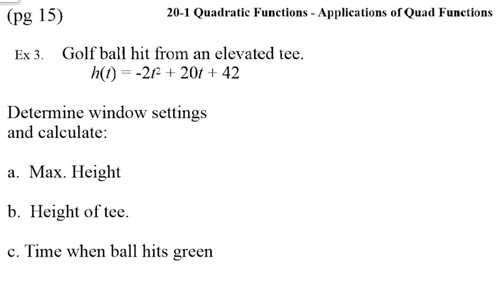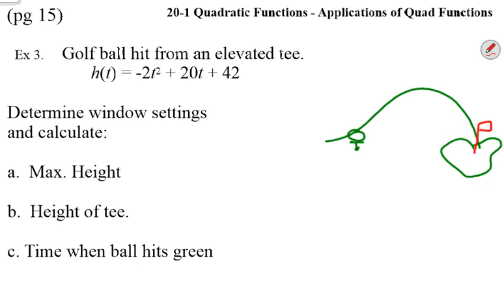It wants to know the height above the green of a golf ball hit from an elevated tee. So those of you that don't golf a lot, here's the tee. That's essentially what you're hitting the golf ball off of. So you tee off, it travels, and then hopefully it hits the green where the hole will be and the cup. So that's what the question's saying.